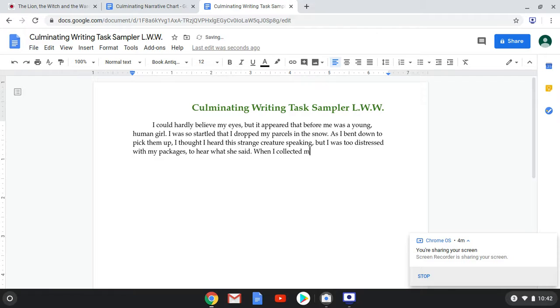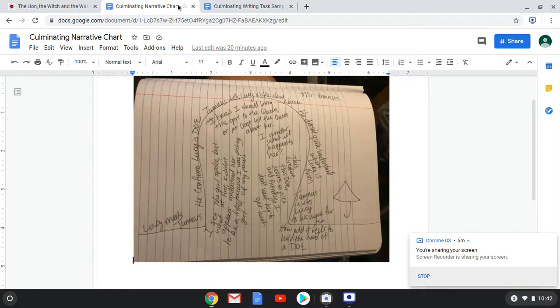When I collected my things, I finally asked the girl if she was human. She seemed surprised by the question, but she confirmed that she was in fact a girl, a real life daughter of Eve. Okay, I go back to my chart. So he's confirmed. Let's see.